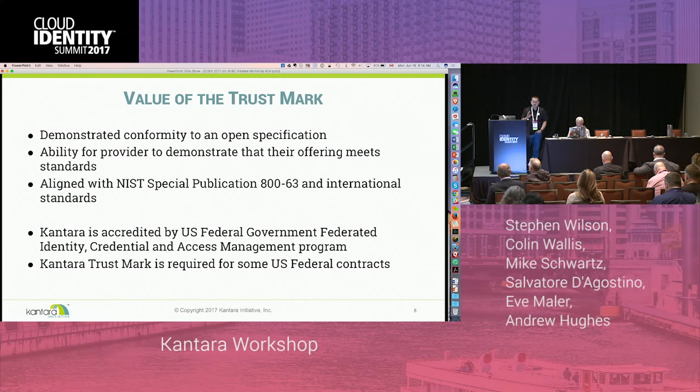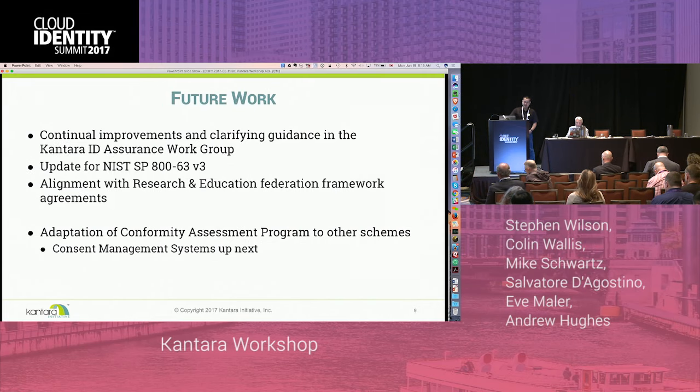The approval program, the assurance framework, is aligned with NIST Special Publication 863 and other international standards. It's not specific to any of them, but it takes the common mandatories from each of them. And one of the dollar values of the trust mark is that some U.S. federal contracts require your credential service to be approved under an approved program, and Kantara runs an approved program for that. So if you're provisioning credentials to some federal government agencies, you need the trust mark.